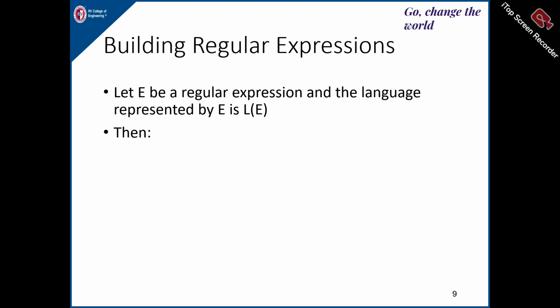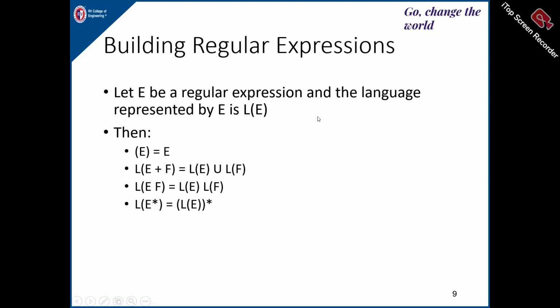Now, how can we build the regular expression? By using the recursive definitions, or by using concatenation, union and closure. Suppose E is a regular expression and the language denoted by E will be L of E. Then L of epsilon is epsilon itself. L of E plus F is nothing but you take L of E and perform the union with L of F. Next, L of EF is equal to L of E into L of F. L of E star will be L of E whole star.